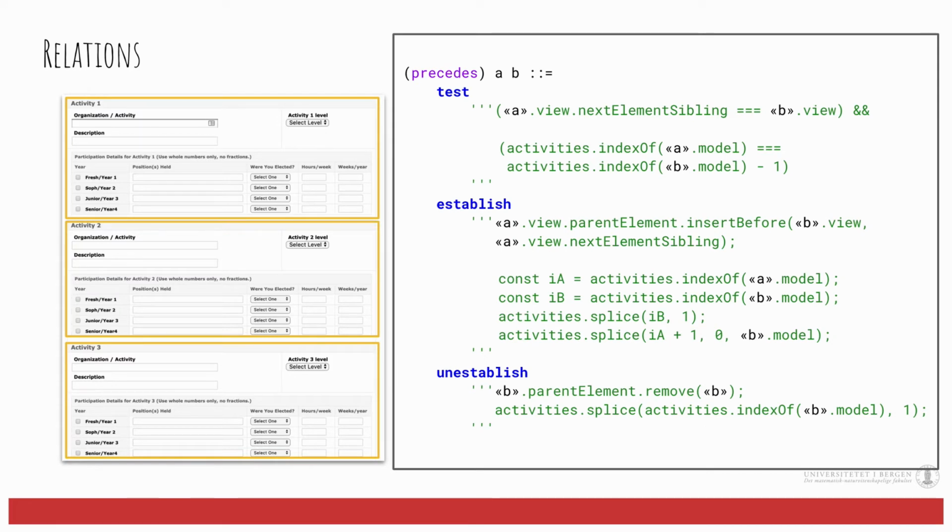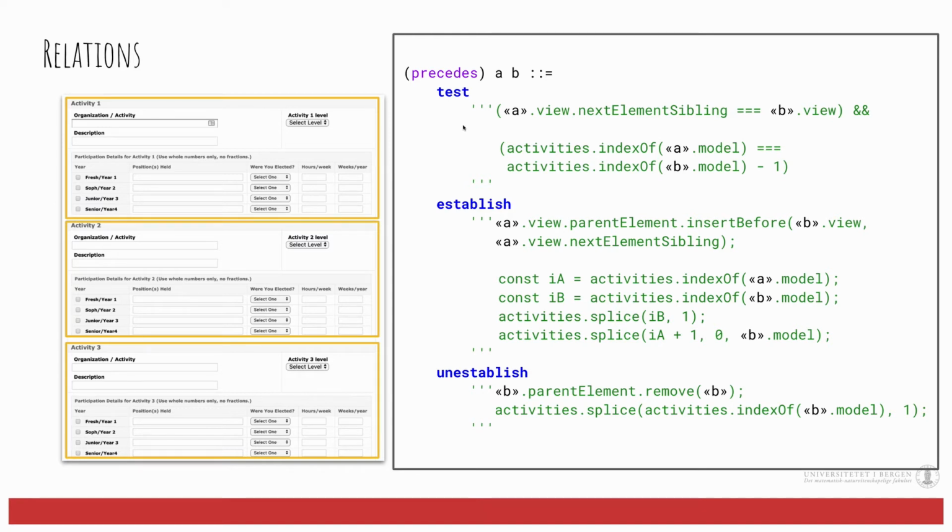Precedes is a relation defined on two components A and B. Between the triple quotes, we have code in the actual GUI programming language, which in our case is JavaScript, but this could be any language that the programmer used to develop GUIs. We use string interpolation to insert placeholders in the JavaScript code, in between these guillemet quotes. The relation has three JavaScript procedures.